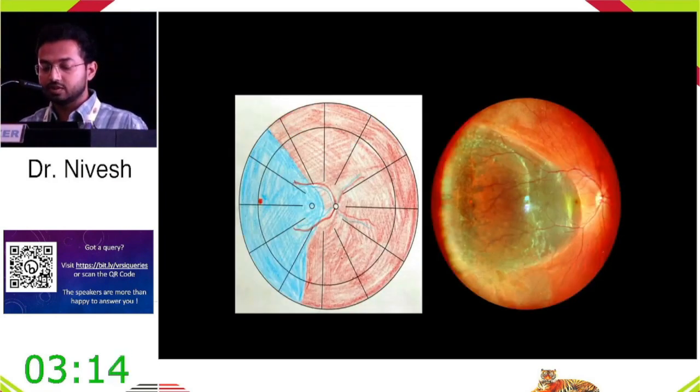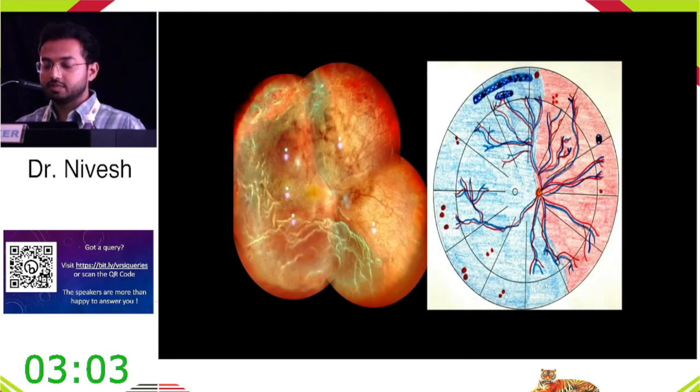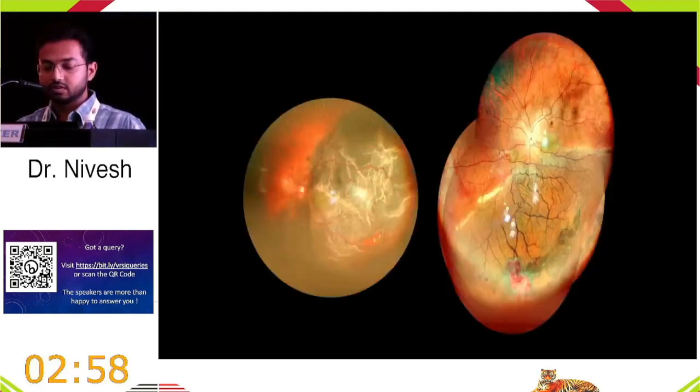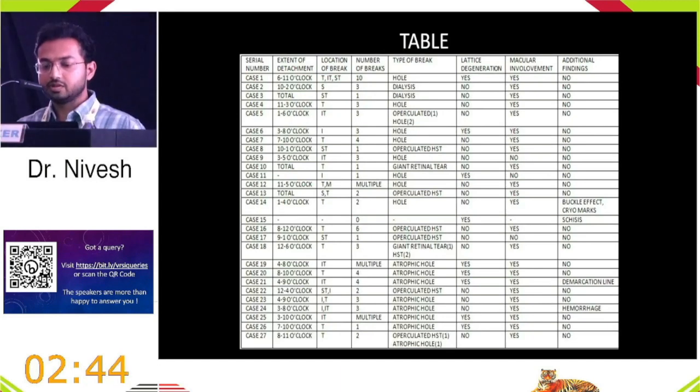In this image, we are showing rhegmatogenous retinal detachment with a far peripheral hole at 9 o'clock. In this image, we are showing a horseshoe tear at 2 o'clock. And in this image, we are showing a subtotal retinal detachment with far peripheral breaks. In this image, we are showing a tear around 4 o'clock. And interestingly, we also found a small break picked up by the machine. We documented in tabulated form, for all cases, the extent, location, number and type of break, and associated findings.